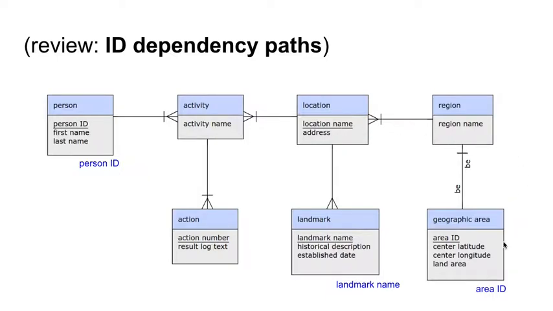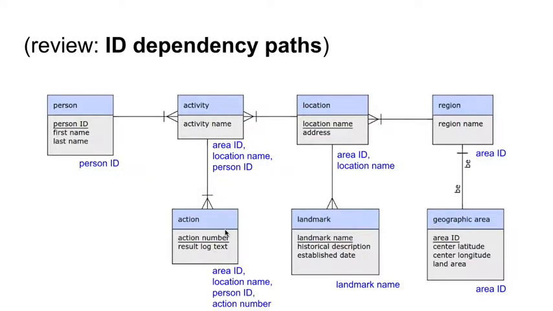The identifier for region is area ID. For location, it's area ID and location name. For activity, it's area ID, location name, and person ID. For action, it's area ID, location name, person ID, and action number.